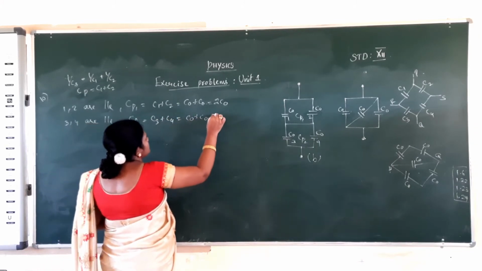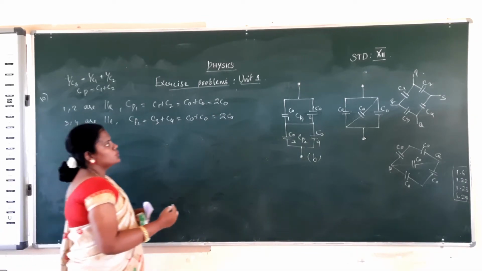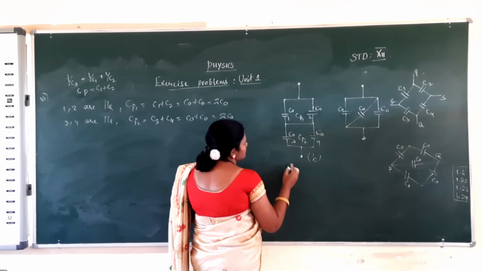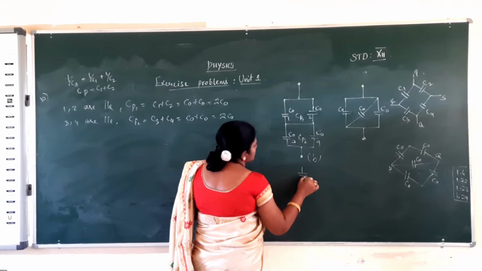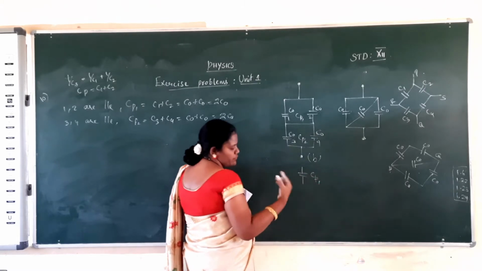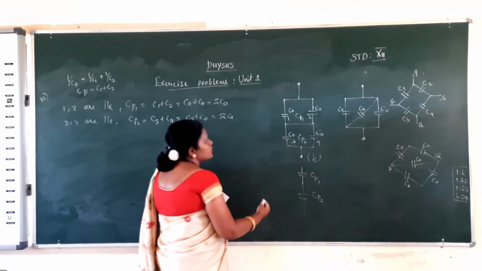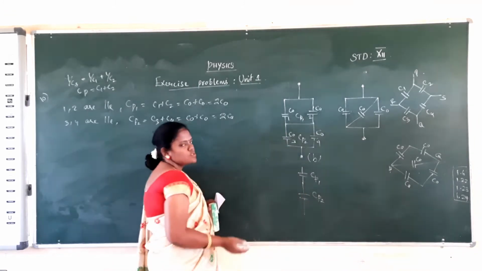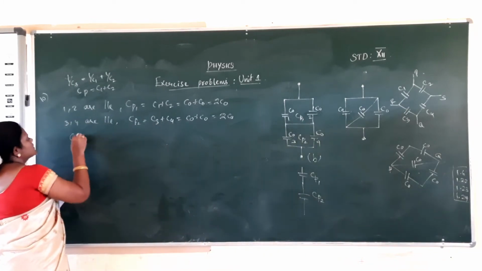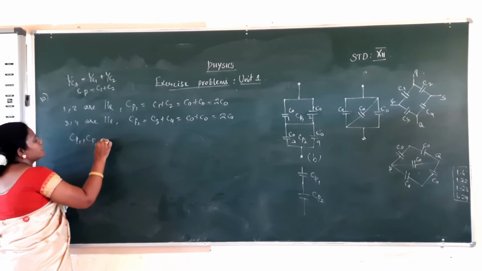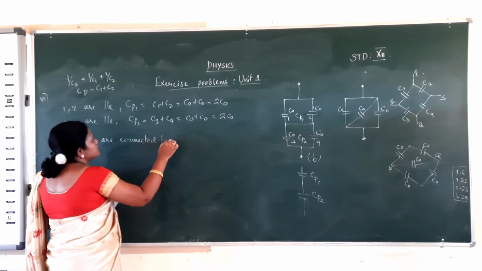C0 plus C0 is equal to 2C0. Now the diagram is this. The first is the effective capacitance of a parallel combination, and the second is also the effective capacitance of a parallel combination. So now the diagram will be changed this way. The two capacitors, CP1 and CP2, are connected in series.